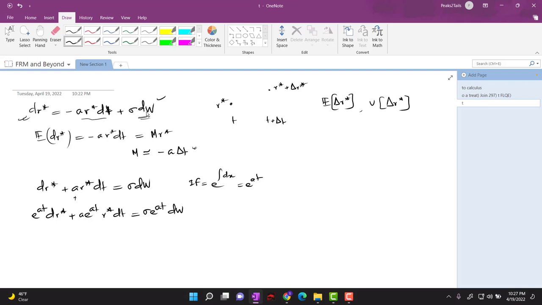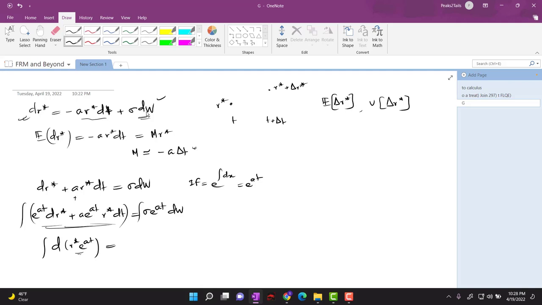now we take integration. The reason I put this whole thing in brackets is because if you look carefully, this is the integration of R star e to the power at. This is the differential of this quantity. You can check. And that is the beauty of the integrating factor. It's designed in such a way that this will become an exact differential.